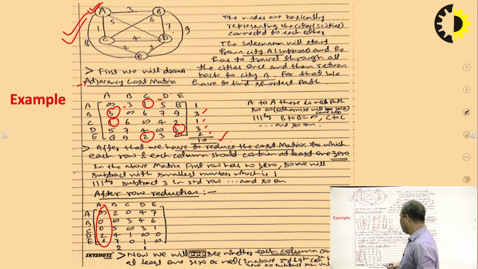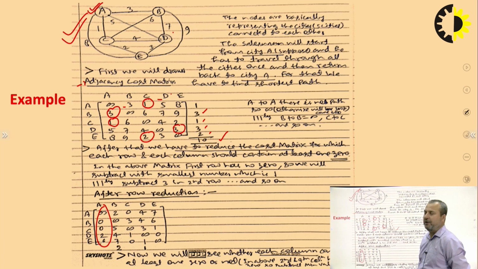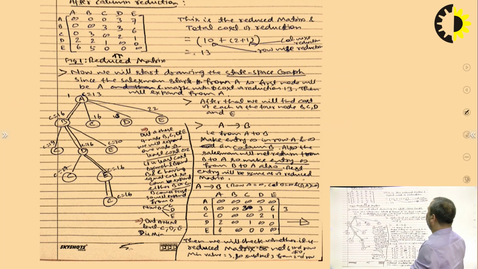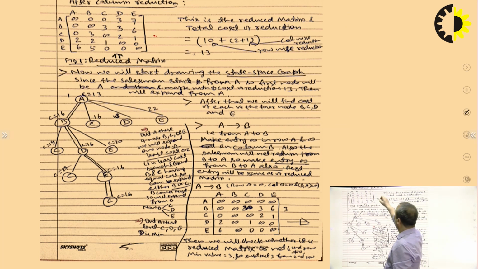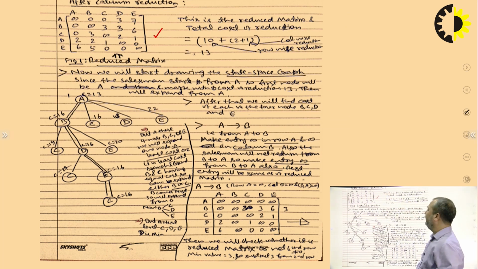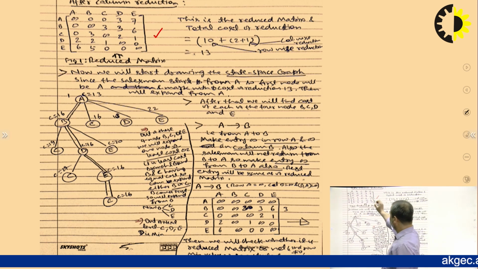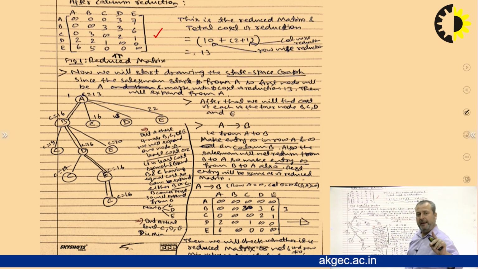And what will we do? We will subtract from all the elements of this corresponding column this minimum. When we subtract, we will get at least one 0 and that becomes a reduced matrix. So after that, we will get this. This will be the reduced matrix, and we can verify that either in the row or in the column, there will be at least one 0 or all infinite. So here the 0 case holds.